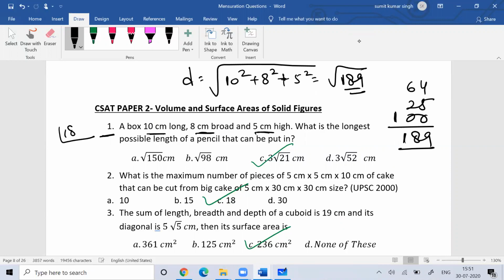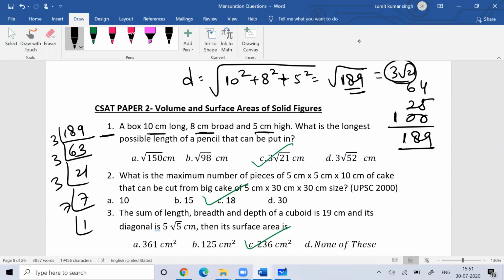189, when I talk about 189, if I talk about this, this is 63, this is 21, this is 3, then this is 7. So if I see this, 189, I can write this as 3 into root of 21. Okay. Then we understood this.